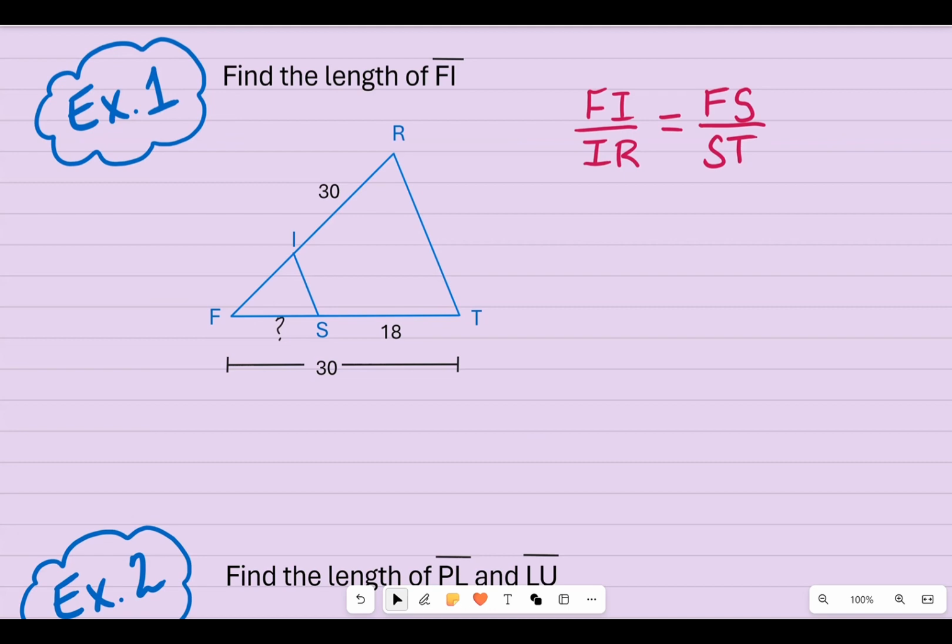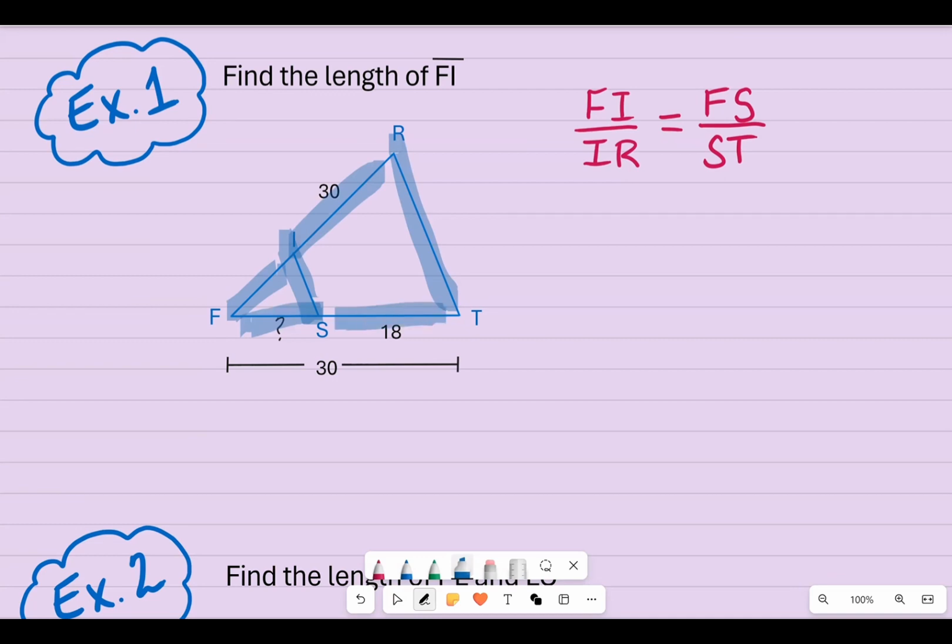The triangle proportionality theorem states if a line parallel to a side of a triangle intersects the other two sides, and basically, this is what it's saying here. I have two parallel lines right here. So if it intersects the other two sides, then it divides those sides proportionally. So these sides are proportional.